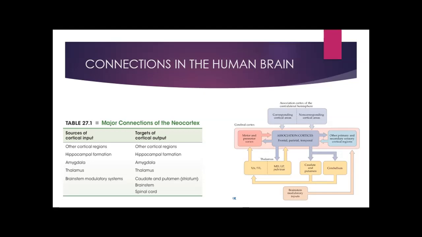Then this information is processed, and caudate putamen and cerebellum, they relay information to ventro-anterior and ventrolateral nucleus of thalamus, which further relays information to motor and premotor cortex, from where information is again received by the association cortices. And the brainstem modulatory inputs also relay information to other primary and secondary sensory cortical regions, which further relay information to the association cortices.